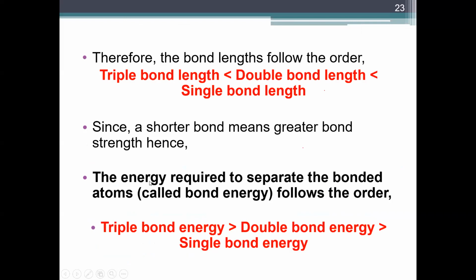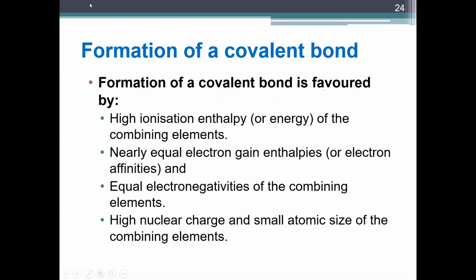And of course, the energy required to separate the bonded atoms is the bond energy. So the triple bond has the highest energy, while the single bond has the lowest energy. But in terms of bond length, the triple bond has the shortest length, and the single bond has the longest bond length. So you have to take note of that.